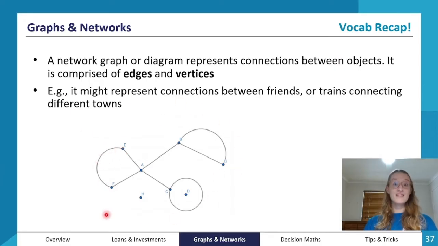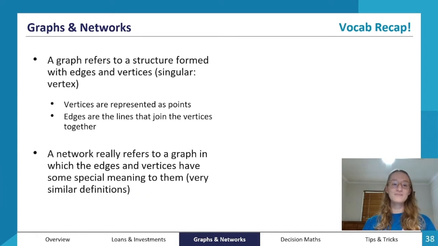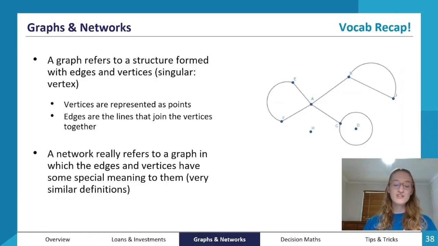So for example, this graph or network here, it could represent connections between friends, it could represent who knows who, it could represent trains connecting different towns. There's a number of different things they could represent. They could represent almost anything where there's connections between different things. A graph refers to a structure formed with edges and vertices. For example, this is vertex H, this is vertex A, this is an edge connecting those two vertices. Like I said, vertices are the points and the edges are the connections.